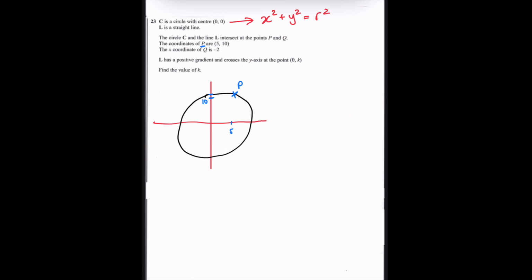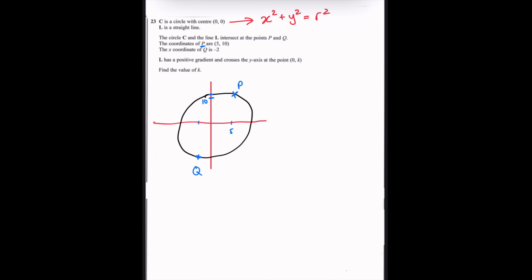And then the x coordinate of Q is minus 2. So if we go to minus 2, that's over here. So this is point Q. It could also be up here. One of the two. Okay, Q is either going to be there or here. I'm just going to pick the bottom end of the circle because I can.